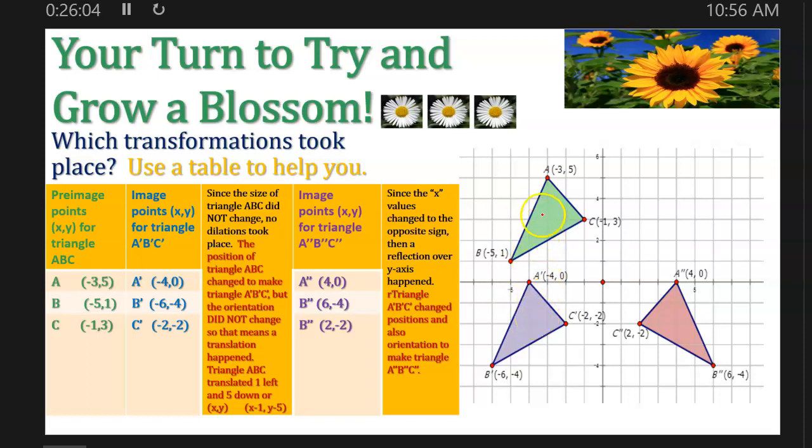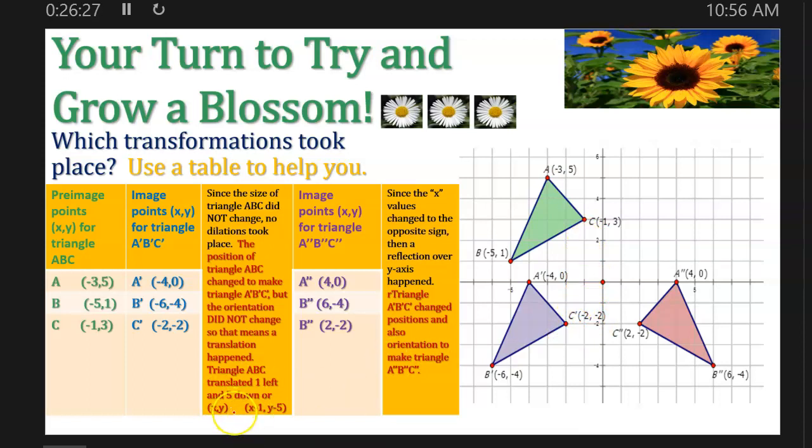So I know this had to have been a translation. Since it was a translation, I'm going to just count to see how far it moved down, and then how far it may have moved in either direction, right or left. Looking just at the C point here, it moved 1, 2, 3, 4, 5 down, and then 1 to the left.